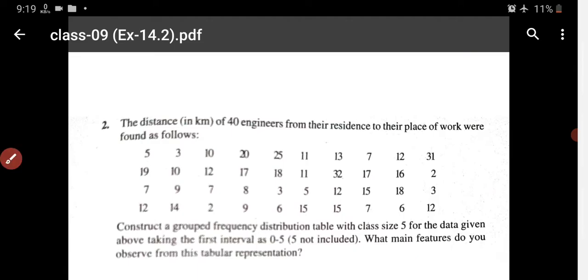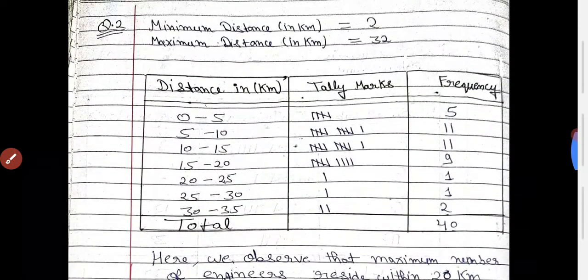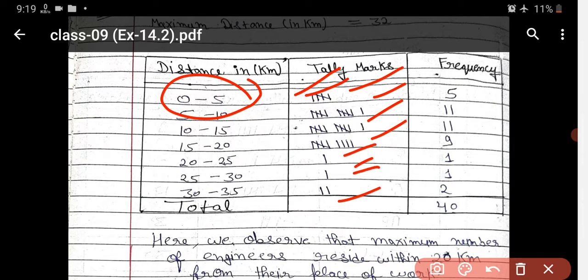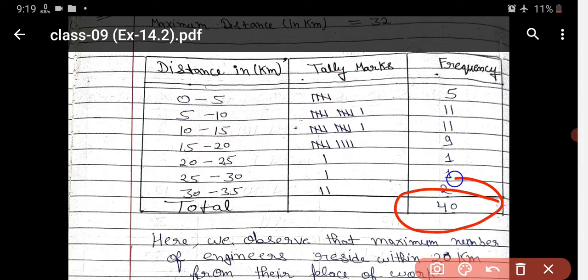Okay, now I will show you on the notebook. It is a rough one only. Now you see figure one. When you check 0 to 5 and put all the tally marks of these 40 engineers, in the first column you will get 5, second only 11, third only 11, fourth only 9, fifth only 1, and 2. So here it is 5, 11, 11, 9, 1 and 2. In the last you total and you get 40.